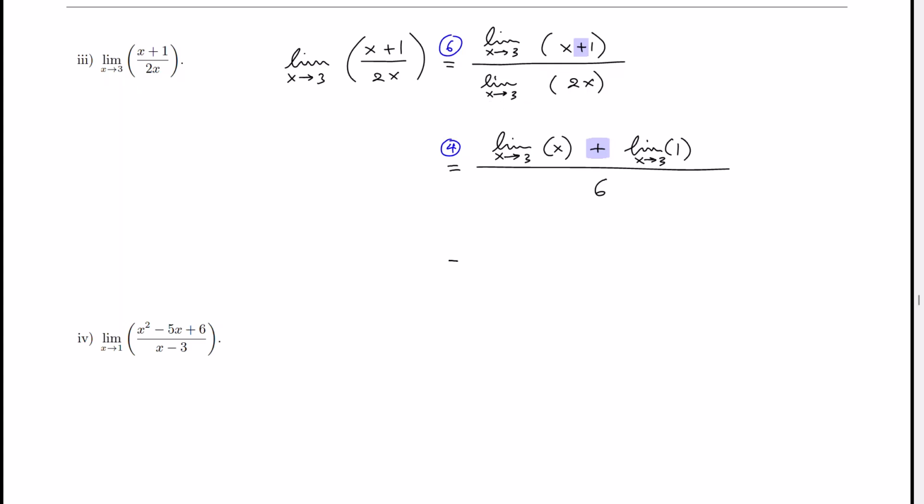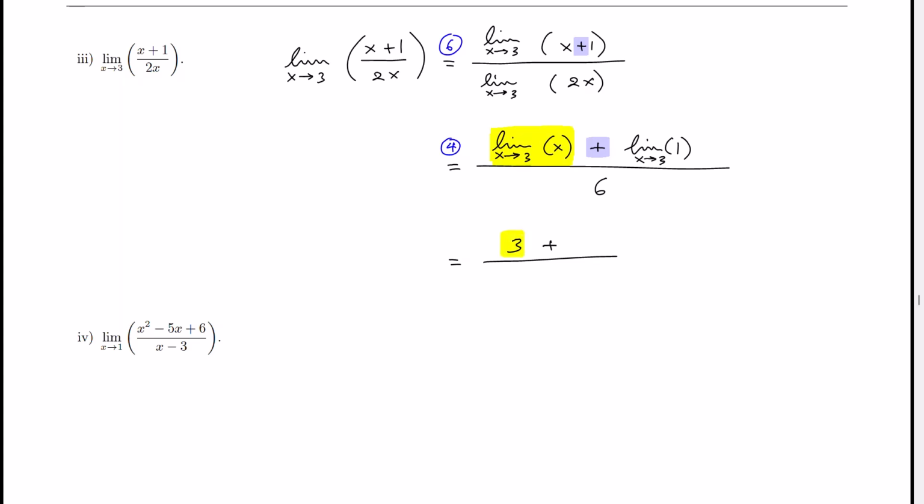Now, we're almost finished here because all we have to do is now find the limits of x as x approaches 3. And we kind of mentioned how to do this. Rule number 2, or part number 2 of the rule, tells me that this should be just simply x, 3. And then I have the plus sign, the limit as x approaches 3 of 1. The 1 is a constant, so I'm allowed to say that the limit as x approaches 3 of 1 is equal to 1, and the whole thing is divided by 6.